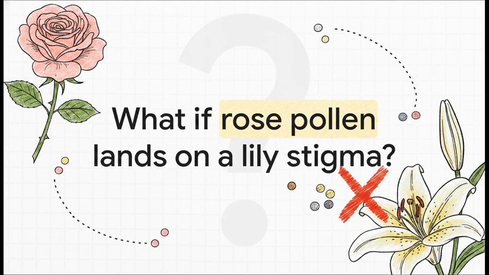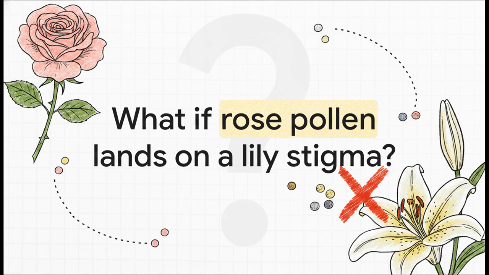So, the big takeaway here is that this intricate system is highly specific and so delicately balanced. To wrap up our explainer today, I want to leave you with a thought-provoking question straight from our sources. What happens if pollen grains of a rose get deposited on the stigma of a lily flower? Think about it. Does fertilization take place? The answer is no, absolutely not.